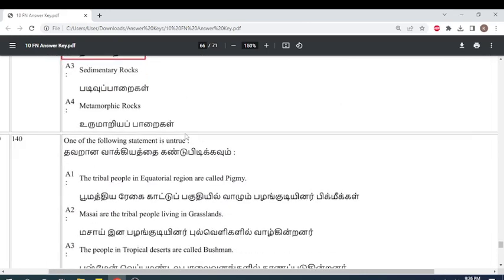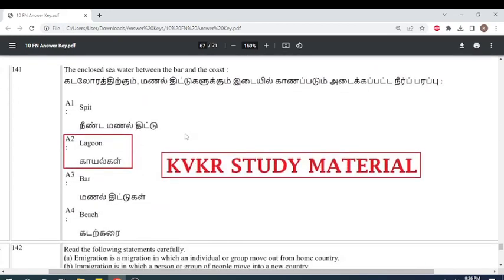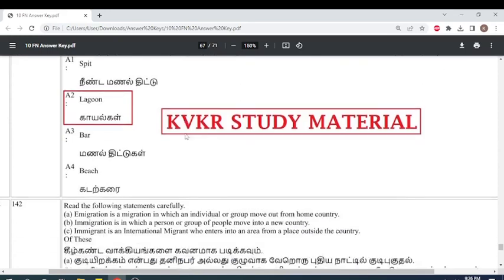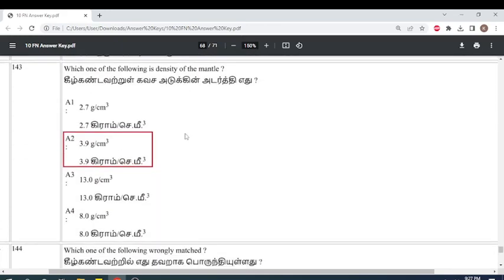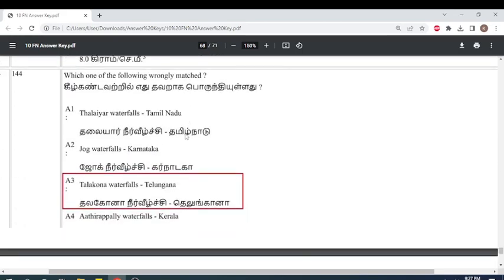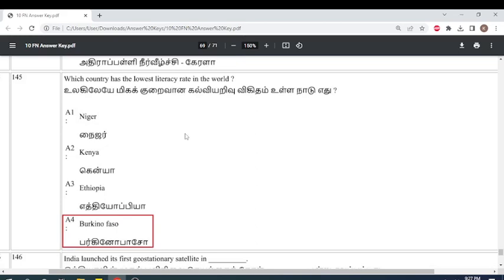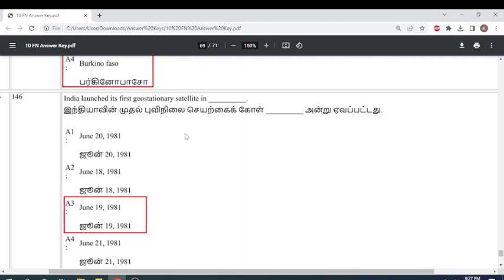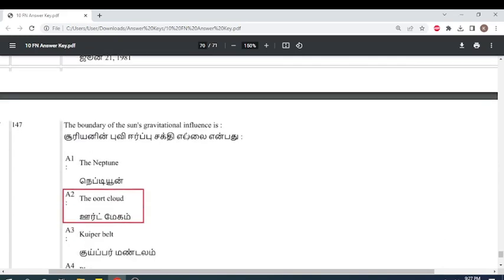140 question answer A4. 141 question answer A2. 142 question answer A3. 143 question answer A2. 144 question answer A3. 145 question answer A4. 146 question answer A3. 147 question answer A2.